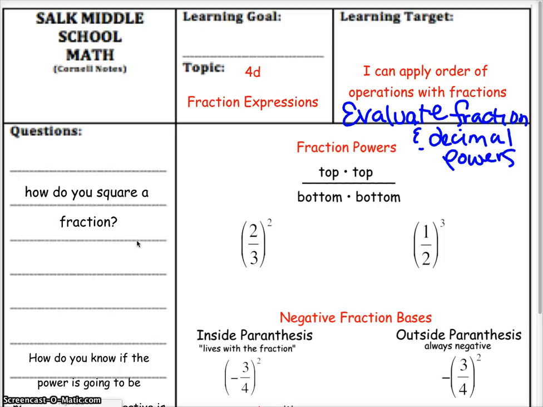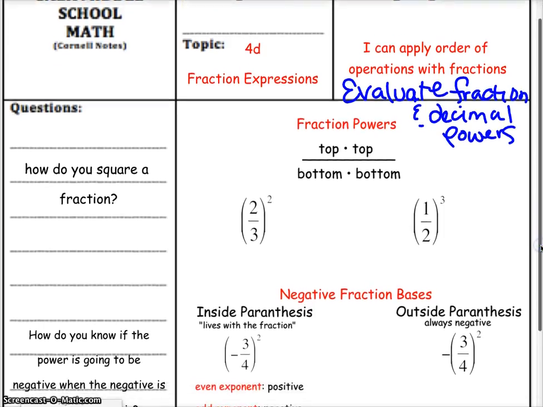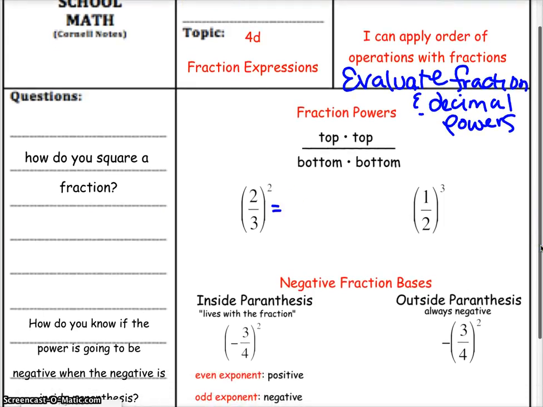Fraction power just means repeated multiplication. And when you multiply fractions, you just go top times top over bottom times bottom. So 2/3 squared means I'm going to go 2/3 times 2/3, which is 2 times 2 is 4 over 3 times 3 is 9. So top times top over bottom times bottom.